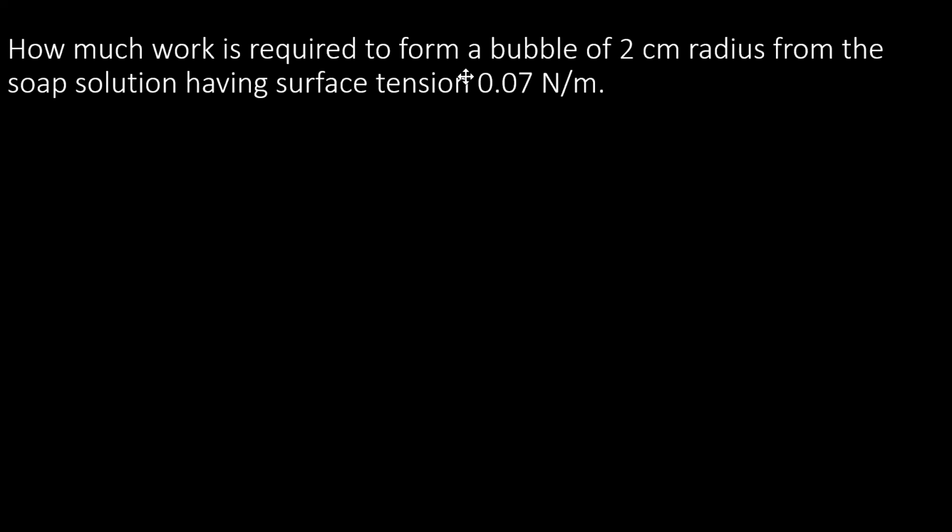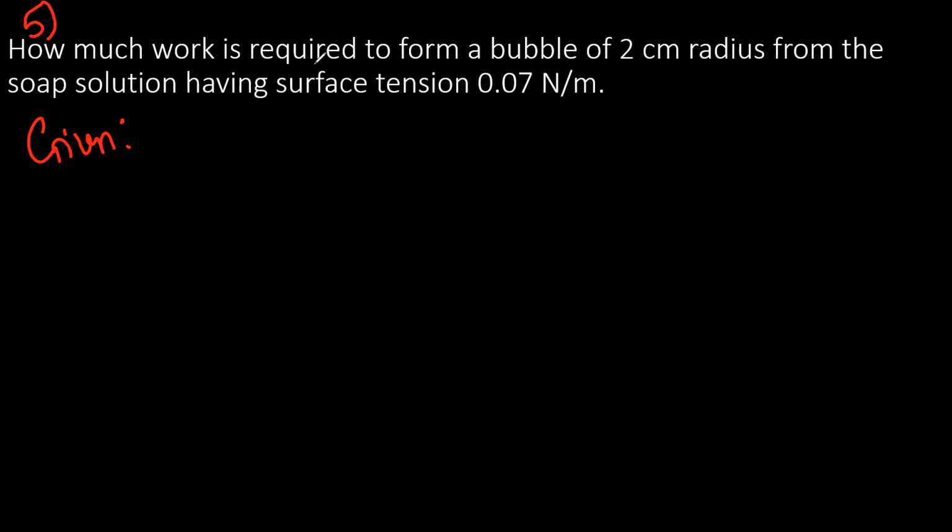So this one is the fifth sum. Next they are saying: how much work is required to form a bubble of 2 centimeter radius from a soap solution having the surface tension of 0.07 Newton per meter. Okay, so let's get the given.